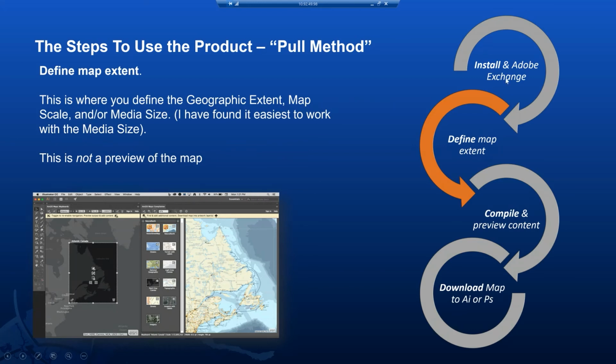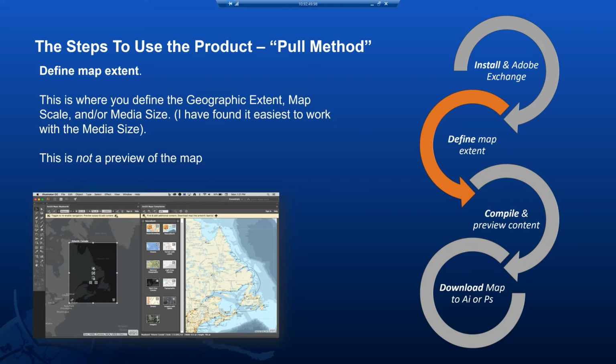The first one is to define the map extent. So after installing it, you define the map extent. I'm going to go over this in the demo, but as an overview, this is where you would select the geographic extent, the scale, and the size of the map. I'm going to do a cooking metaphor for these steps. So this is like gathering the ingredients to cook a meal, but there's no cooking going on yet. So this is not a preview of the map. Again, I'm going to go over this in the demo, but that's what you keep in mind here.